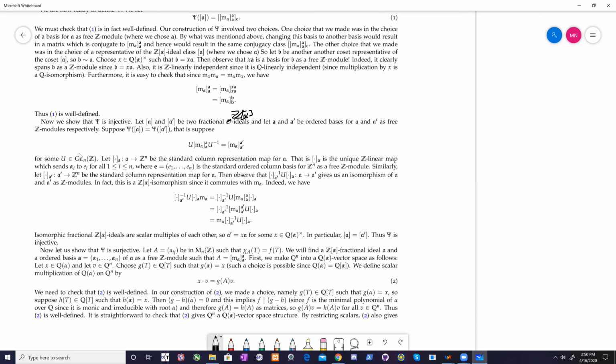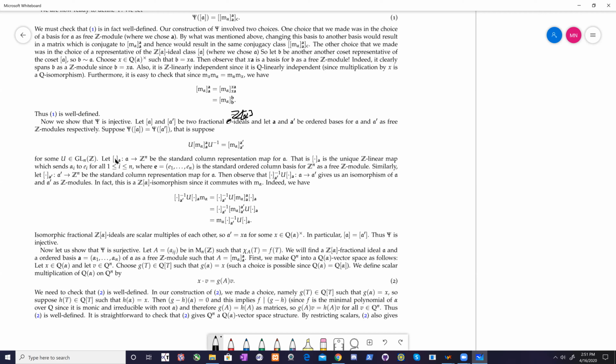It means that there's a U in GL_n(Z) such that U conjugates this matrix, right? This M sub alpha, the matrix representation of the map M sub alpha with respect to bold A, is conjugate to this matrix over here, M sub alpha with respect to bold A prime, because that's what it means to be equal to each other here.